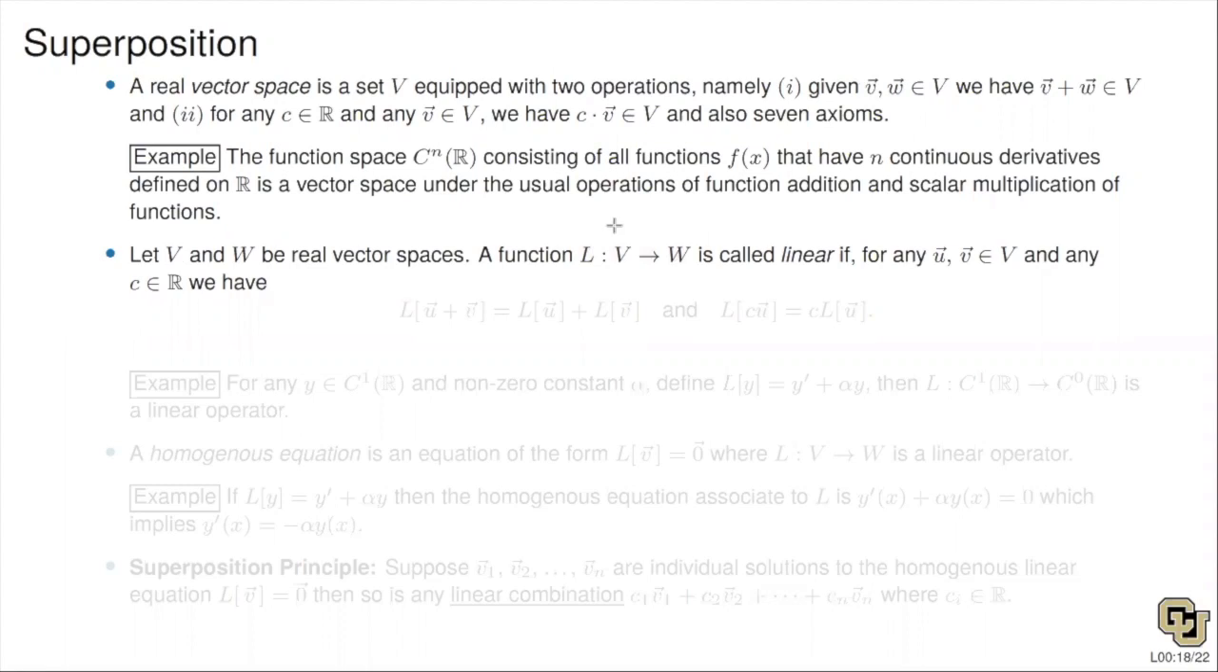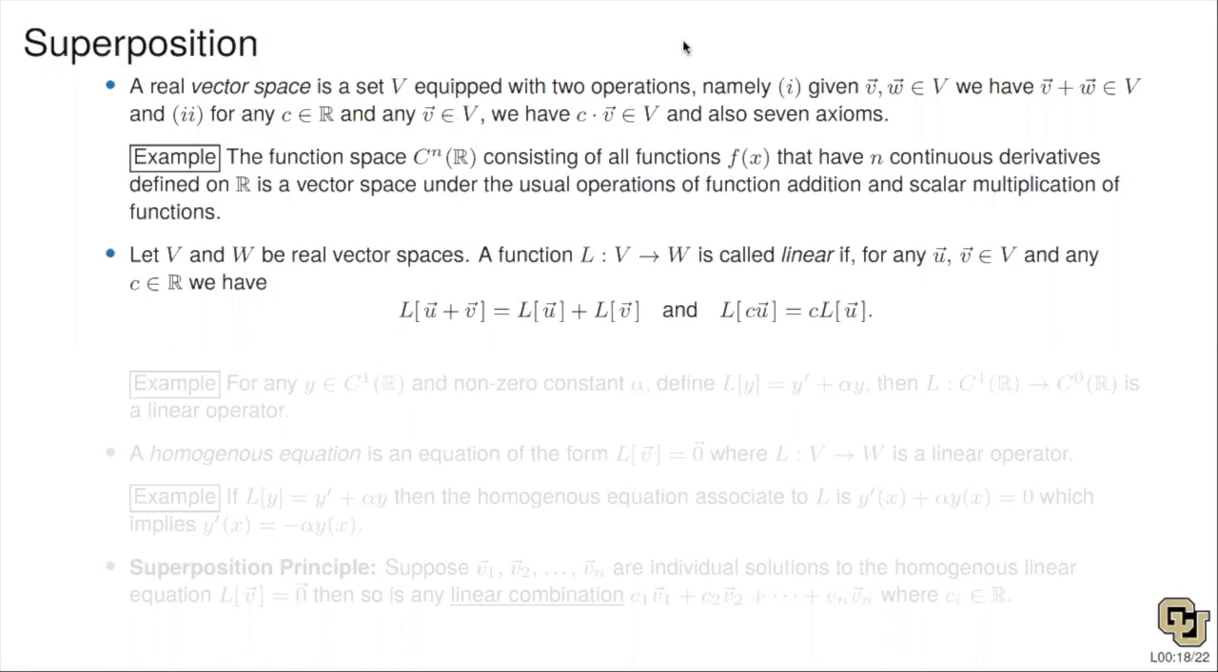And so we call this function linear if for any vectors u and v in capital V... So make sure you keep your apples and oranges straight. Make sure you know which vector space you're in, little v or capital V or capital W. So here, L is linear if L of u plus v equals L of u plus L of v. So think about it now.